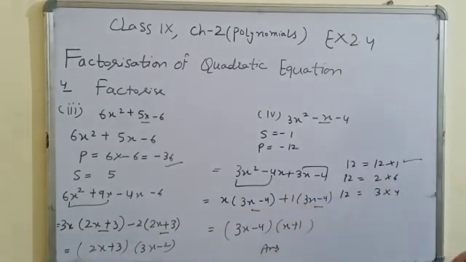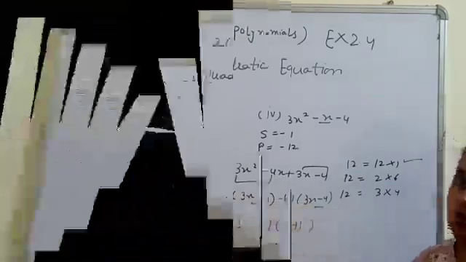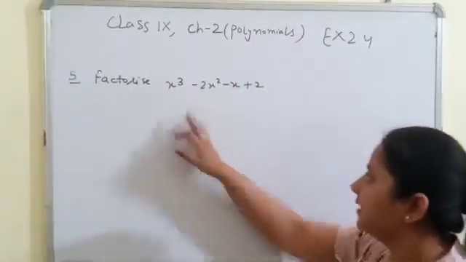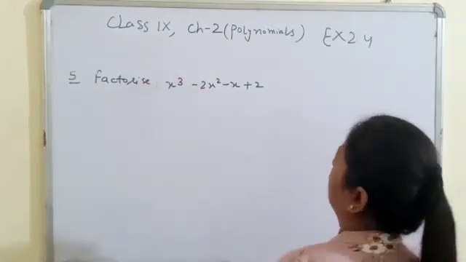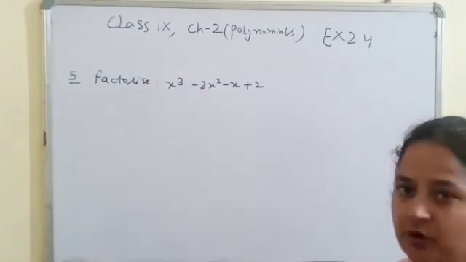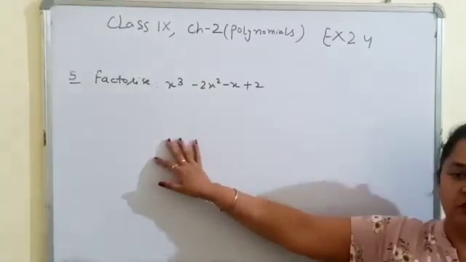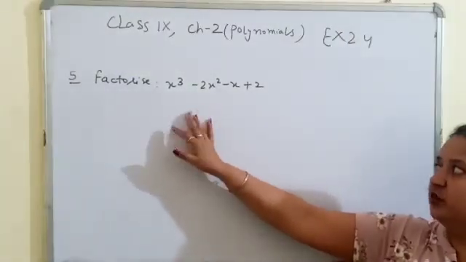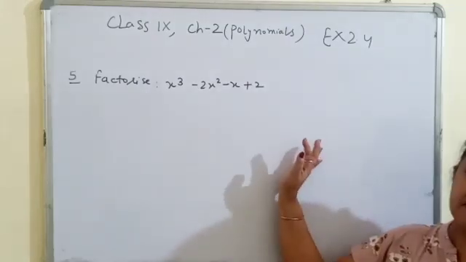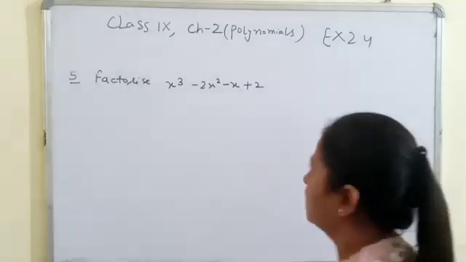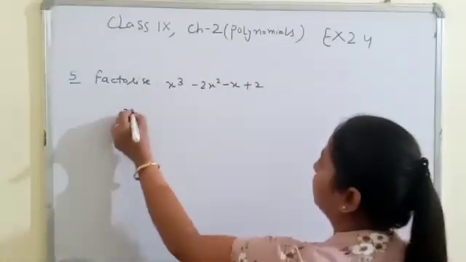Hope this question is clear to you, because by using this factorization of the quadratic equation we will solve the cubic equation. So exercise 2.4 question number 5 is factorize x³ minus 2x² minus x plus 2. This is our cubic equation. We have to make the factors for this. For solving a cubic equation, firstly we check whether we can take a common value from these 4 terms or not. If we can, let's first try to take it common.